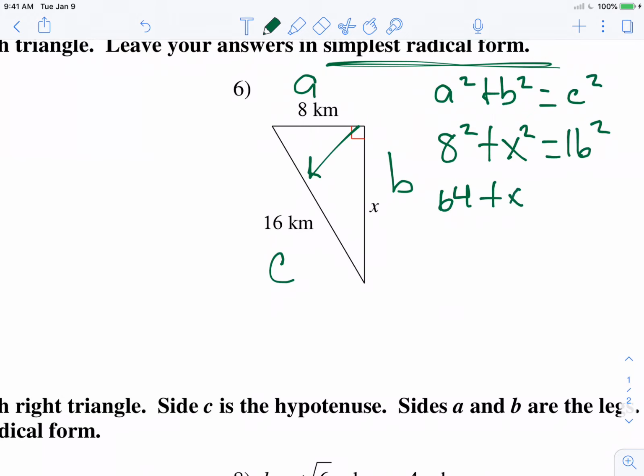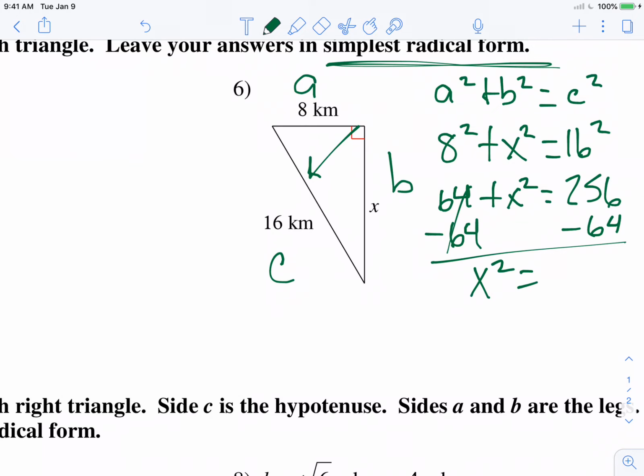This is 64 plus x squared equals 256. And if I subtract 64, x squared is equal to 192, which when I take the square root of 192, that makes me 8 square root 3.